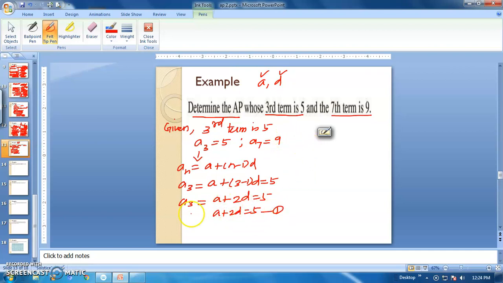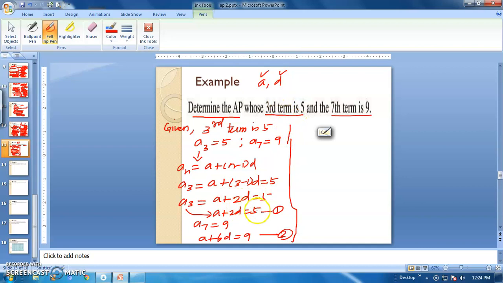And next, A7 equal to 9 given here. A3 means we can write A plus 2D. So A7 means we can write A plus 6D, equal to 9. That is equation number 2. So we need A value and D value. Then only you can find out the AP.